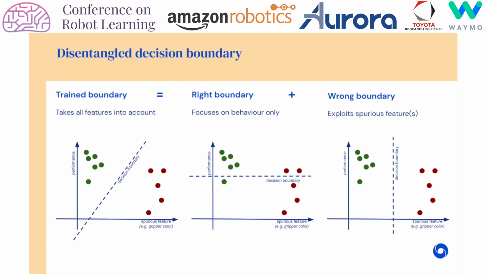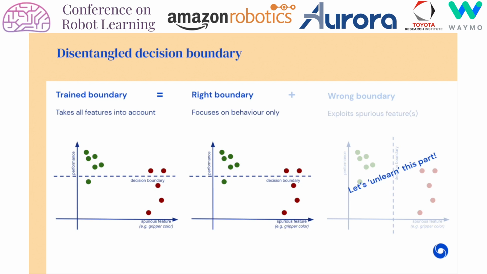How can we address that? Let's imagine that we can disentangle our decision boundary into the right boundary, which focuses on the behavior only, and the wrong boundary, which exploits spurious features. If we can do that, we are good already, because we can simply make our rewards be based on the right boundary only. However, in practice, it's very hard to do this disentanglement, and instead we propose to unlearn from our discriminator this wrong boundary. Details on how to do it are in the paper, but the key idea is to identify gradients related to spurious features.